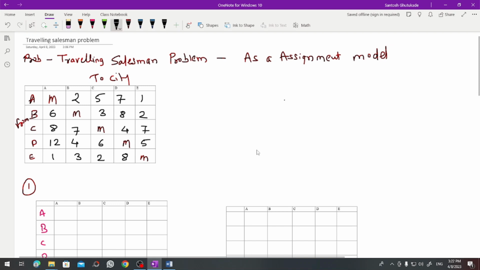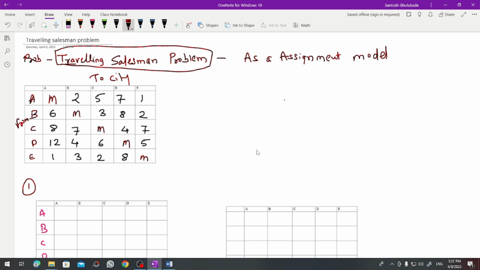Today we will see the traveling salesman problem as an assignment model. We can solve this traveling salesman problem by the assignment model or by the graphical method also. Here we are solving it as an assignment model. The traveling salesman wants to travel from city A to city E, and he has to complete all the cities.